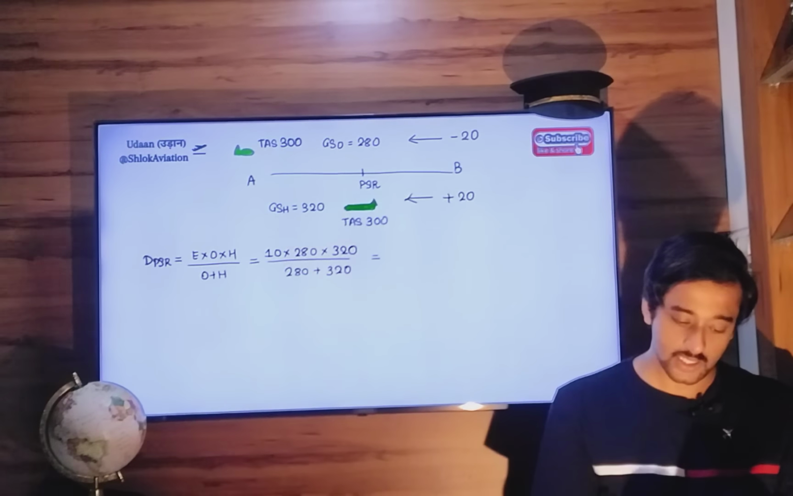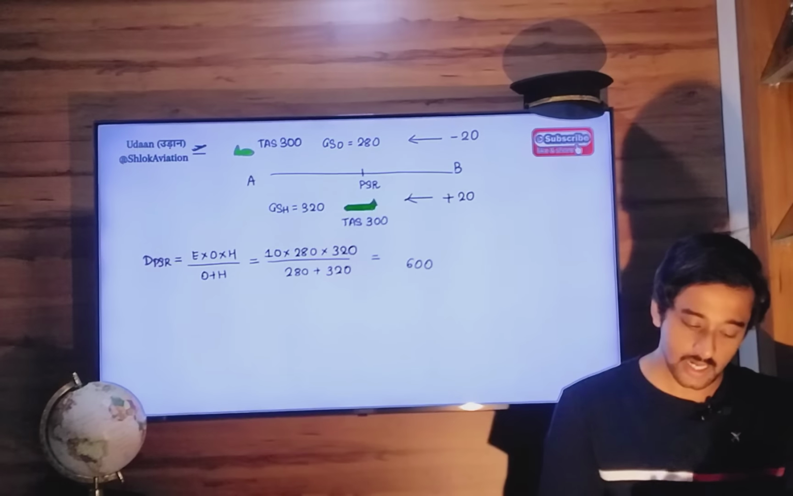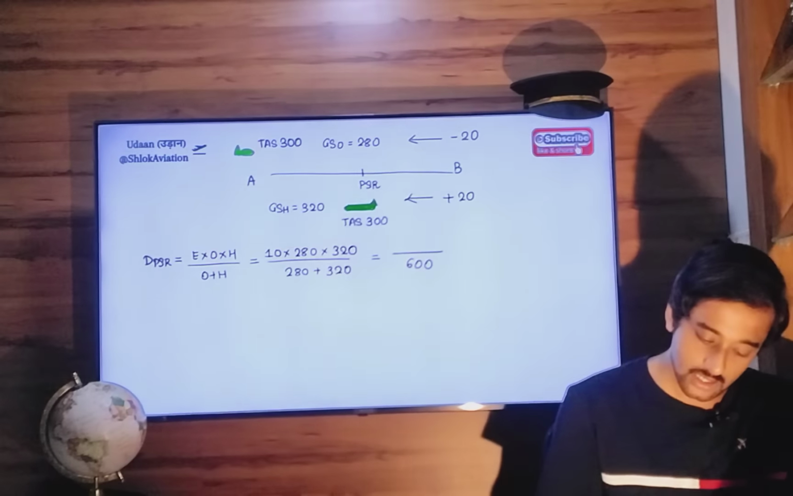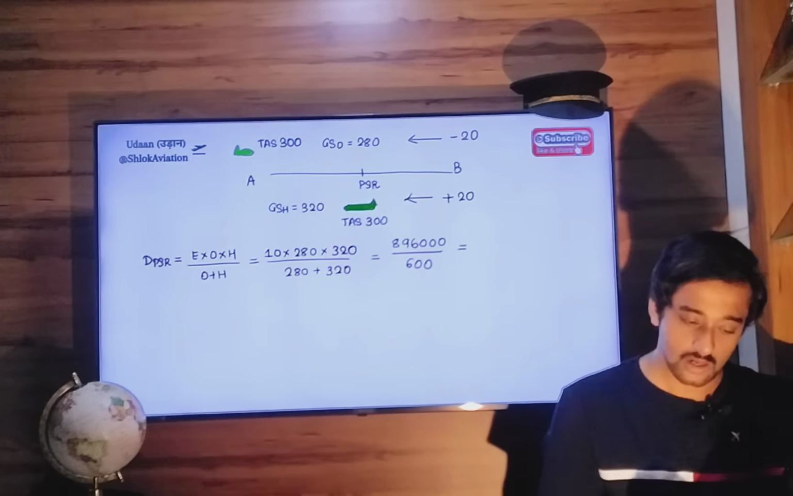So 280 plus 320 is 600. Numerator: 10 into 280 into 320, 896,000. Divided by 600 is 1493 nautical miles. So what is the time to PSR?